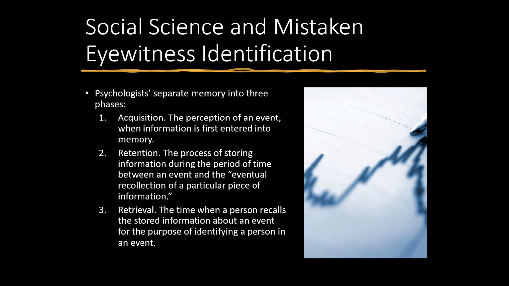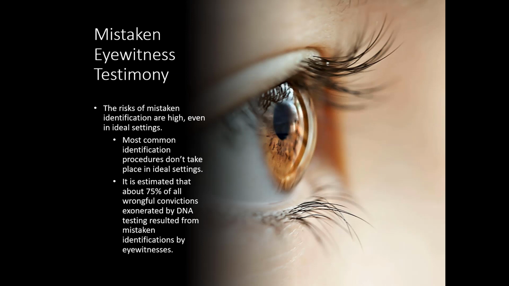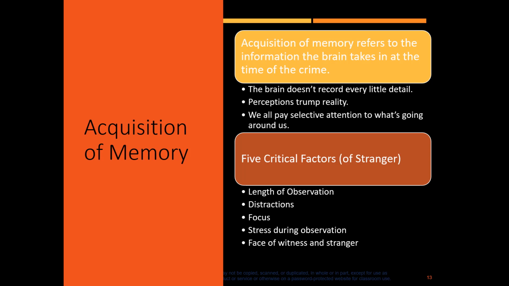Okay, so when we look at these mistakes, when eyewitnesses make mistakes, the most common identification procedures don't take place in ideal settings. So let's go back to that girl who saw the stranger in the house at 4 in the morning. That's not an ideal setting. And as we said, this is absolutely critical, because 75% of wrongful convictions that we later overturn because of DNA are because someone misidentified who it was. So let's look at these different things. Remember I said it's acquisition, retention, and retrieval.